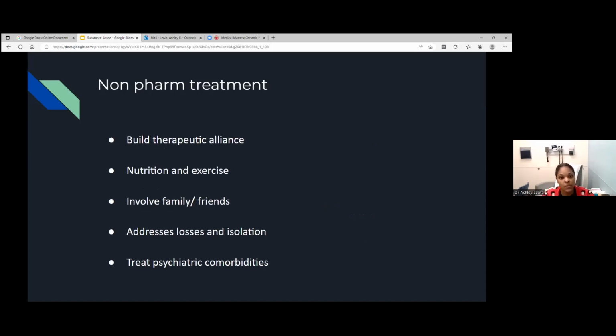More non-pharmacological treatment would be build the therapeutic alliance, focus on nutrition and exercise, involve family and friends, so increasing that social support, address loss and isolation, and once again, treat those psychiatric comorbidities.